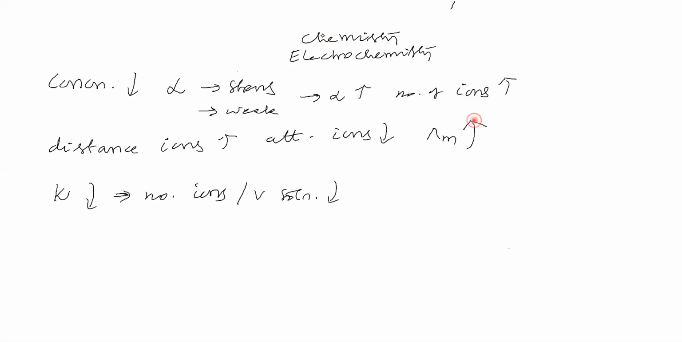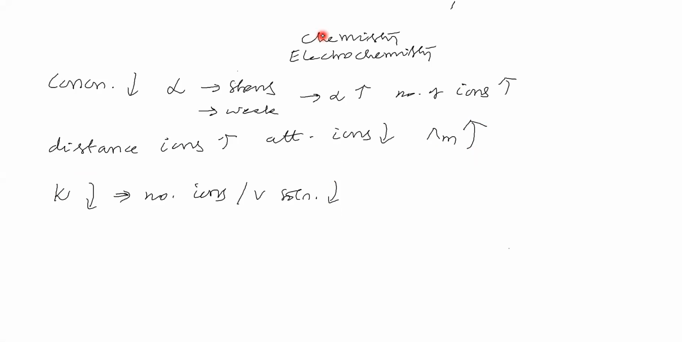So lambda m and kappa, what is the difference you see? Lambda m does not depend on volume, but kappa depends on volume. Kappa means we have to take a unit volume of solution. Lambda m means we need not see the volume of solution; we have to see 1 mole of electrolyte. Since we need not see volume, we can say lambda m increases because the number of ions increases, the distance between ions increases, and the attraction between ions decreases.